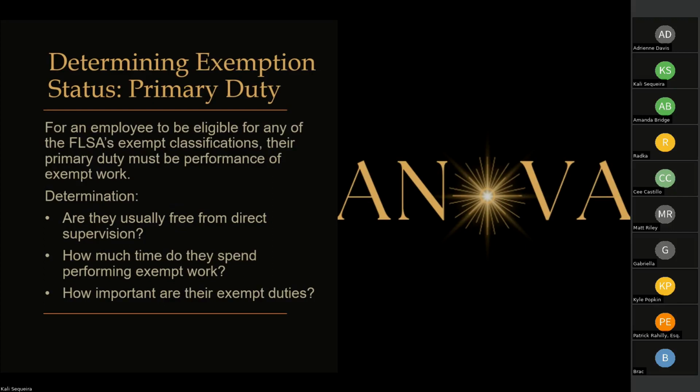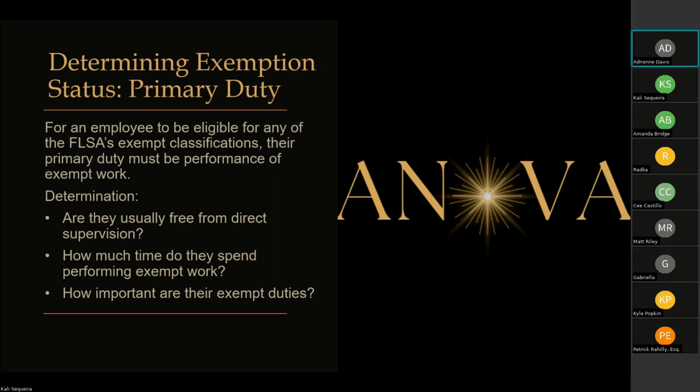So, determining exemption status. For our employees to be exempt from the FLSA, their primary duty must be performance of exempt work. Questions for determining an employee's primary duty include: how important are their exempt duties compared to their other duties? How much time are they spending performing exempt work? Are they relatively free from direct supervision? And how does their salary compare to the wages paid to other employees for the same type of non-exempt work?